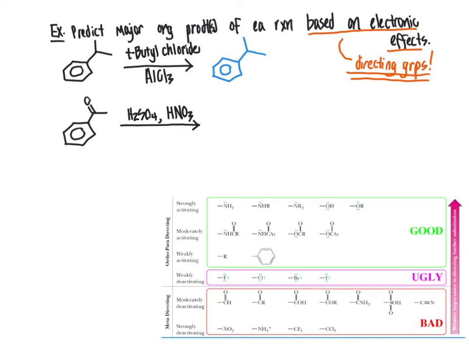In order to determine where the tert-butyl group is going to go, we need to evaluate whether the group that is on the ring to start with is an ortho-para director or a meta director. It doesn't matter what the identity is of what's entering the molecule. So the tert-butyl chloride, aluminum chloride doesn't make a difference at all in determining whether we are going to create the ortho-para products or the meta product. What matters is this directing group, what's already attached to the aromatic ring from the start.